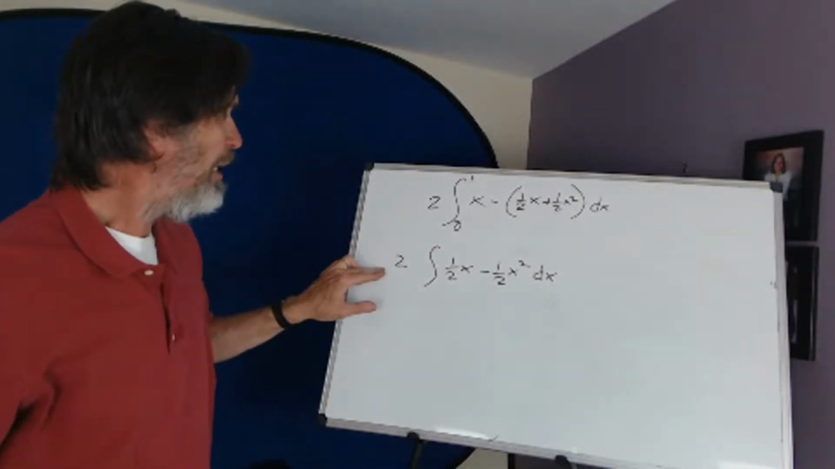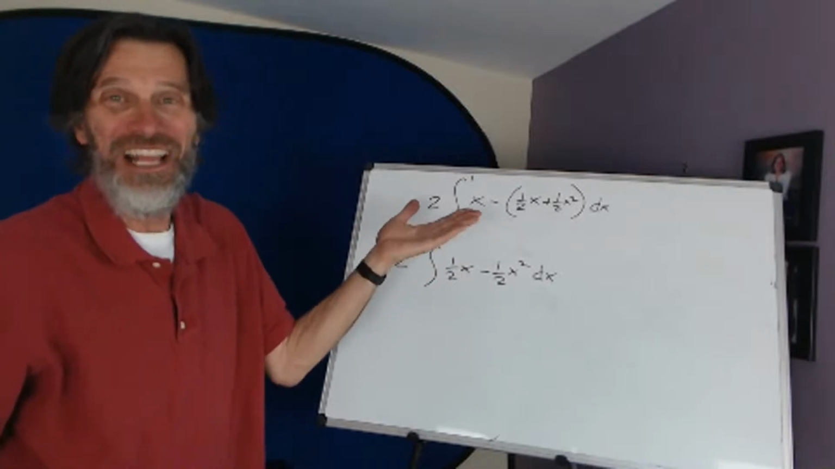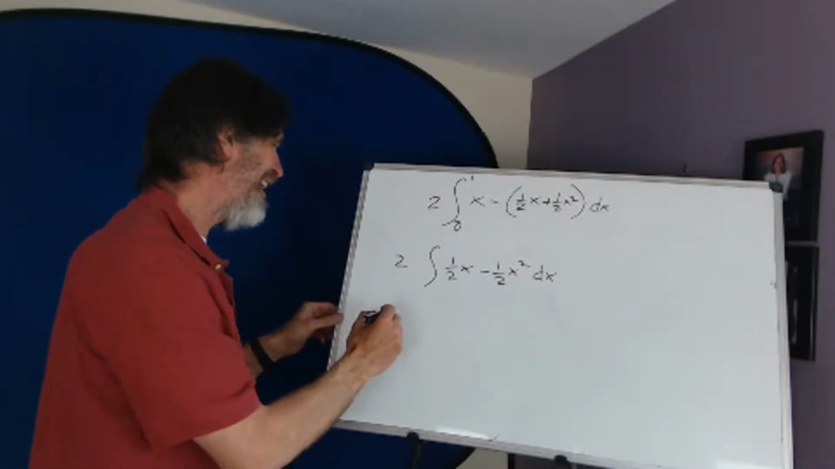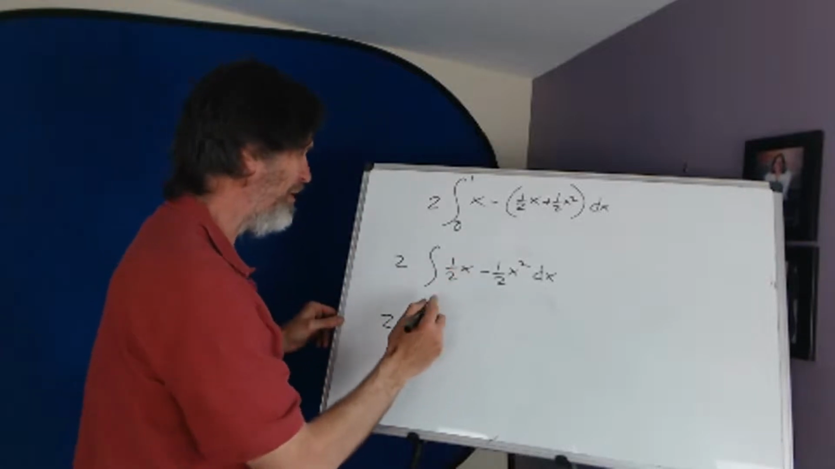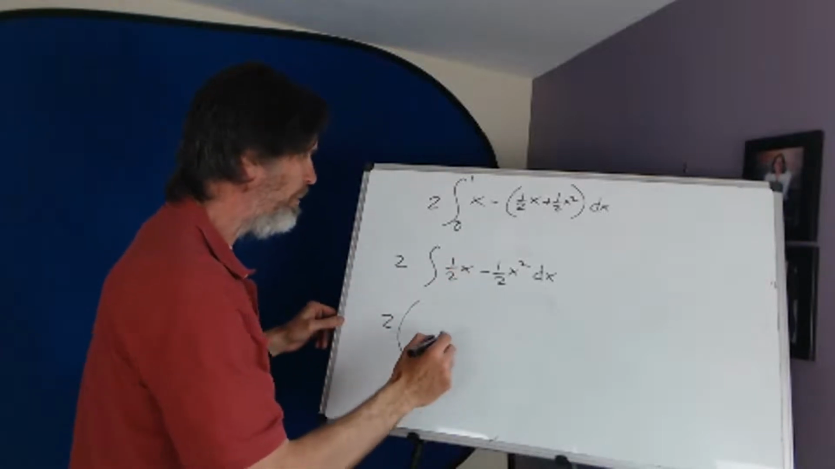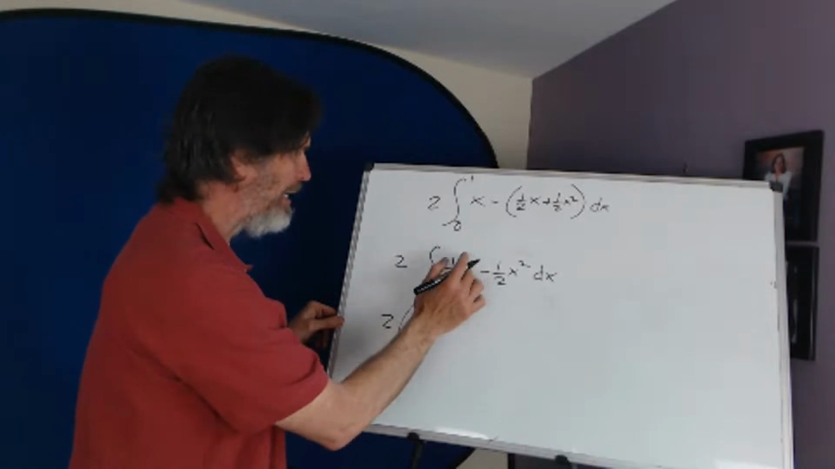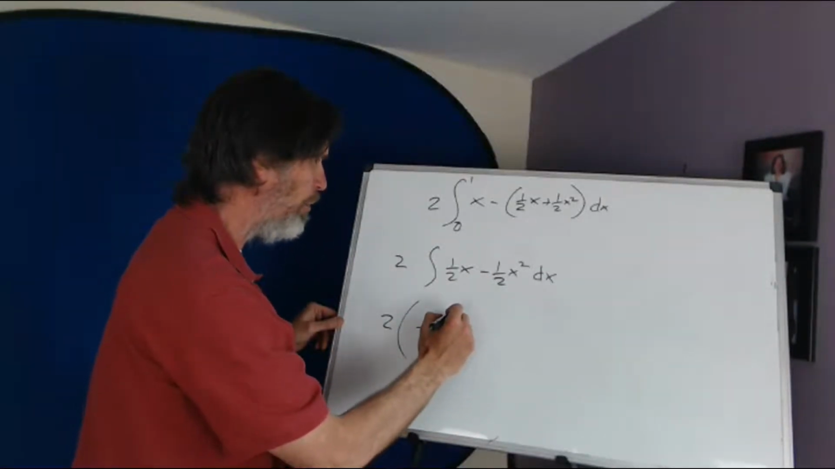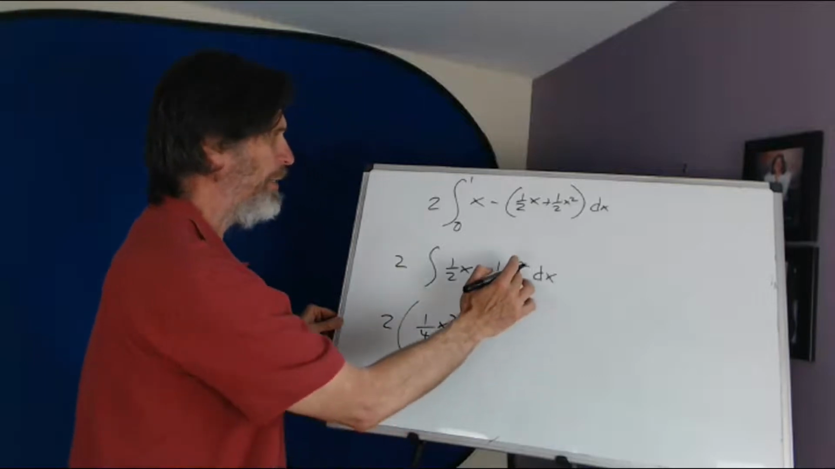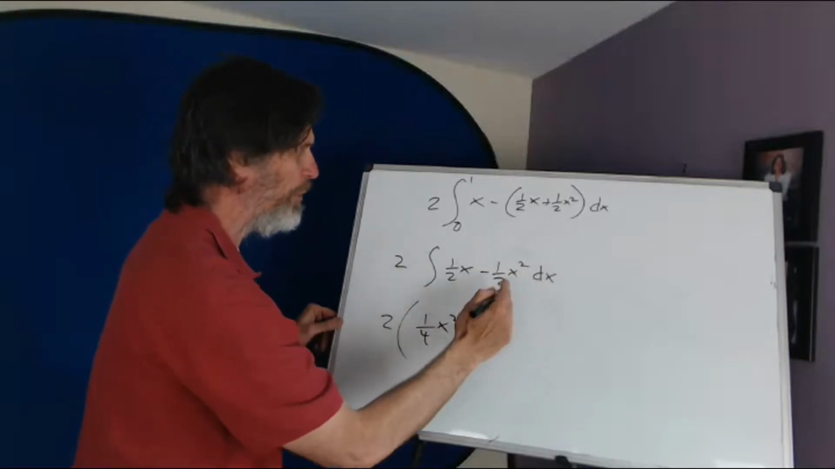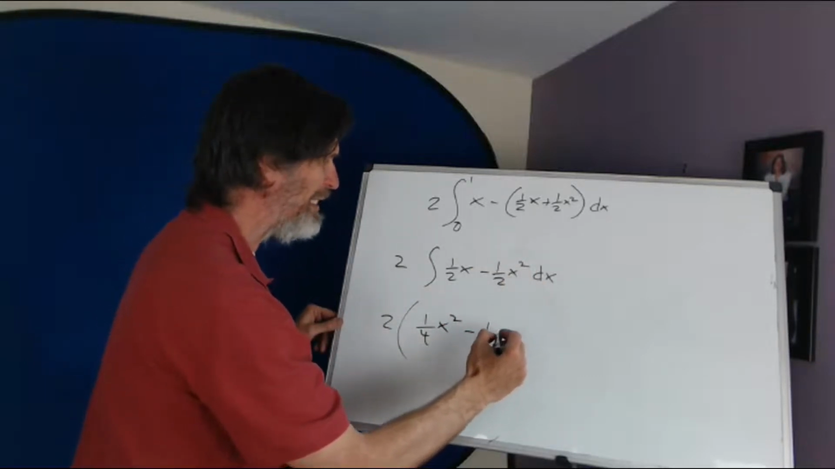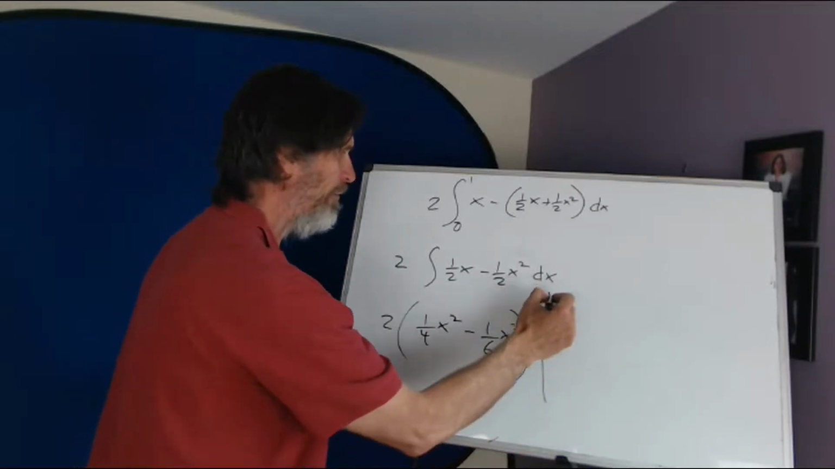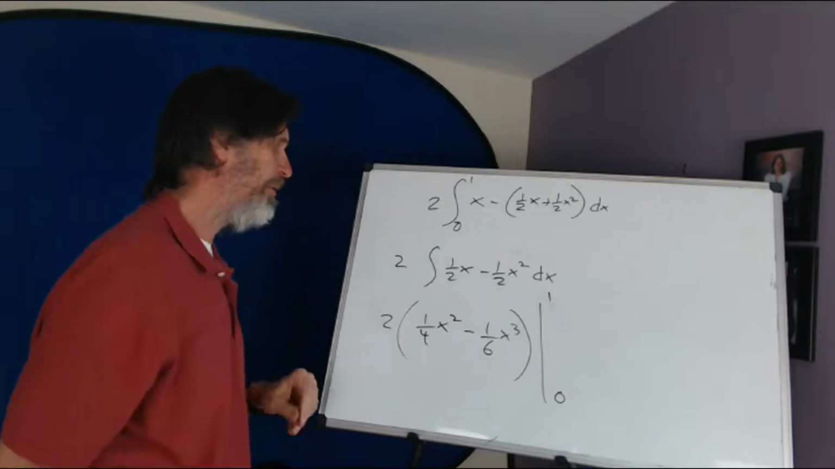Now I guess I could distribute that 2 back through here and have x minus x squared. That'd be sort of pretty, wouldn't it? But let's not. Let's continue doing the way we've been doing. So we have the 2 multiplied out front. Antiderivative here would be 1/2 times 1/2, that would be 1/4 x squared. Here we keep the 1/2 reciprocal. The new power makes this 1/6 x cubed, evaluated from 1 to 0.